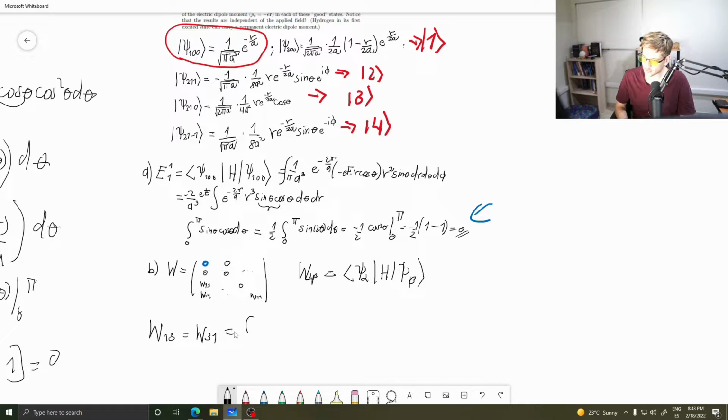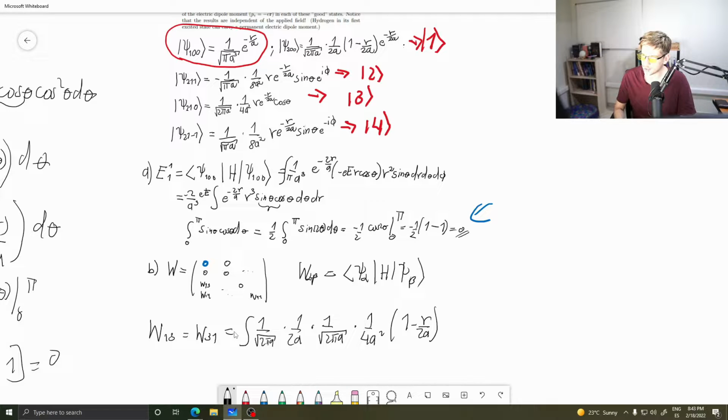So we will have the integral of 1 over the square root of, I guess I could have written it outside, but it doesn't matter, 1 over 2a. Now let's go for the constants from the other state. So we get 1 over the square root of 2 pi a times 1 over 4a squared. Now let's go for the r part. So we get 1 minus r over 2a.